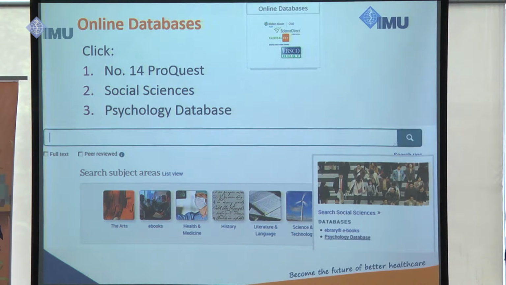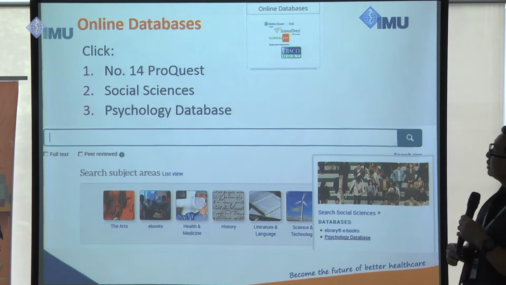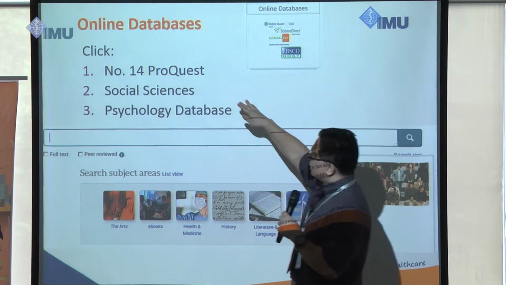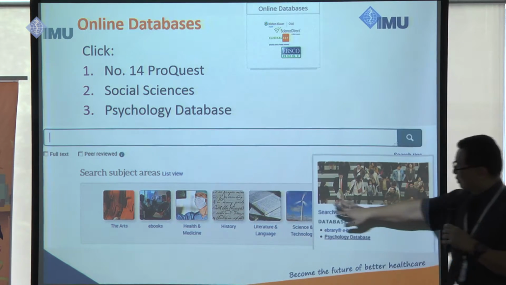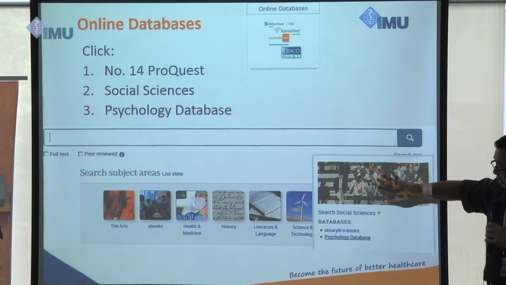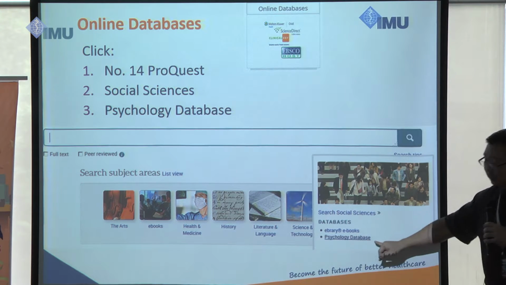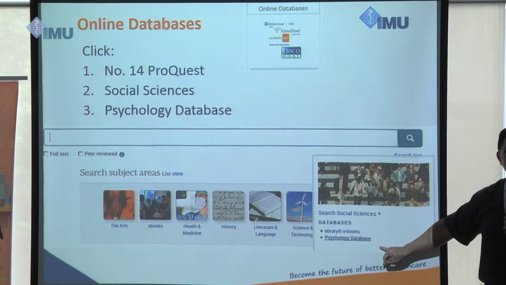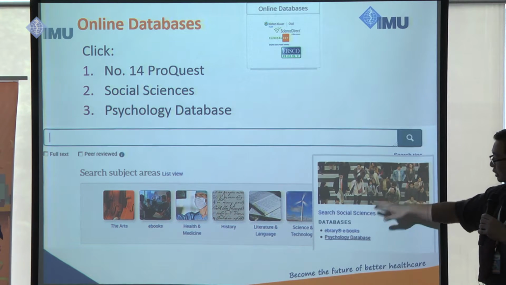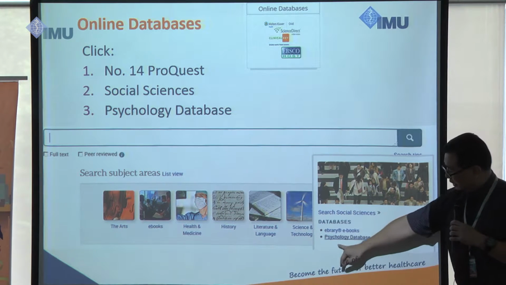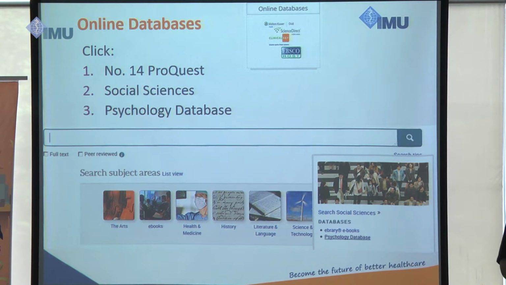So if you were to go back to the main page, click on online databases. Now, number 14, ProQuest, click on social sciences. Here, at the end, there's a picture of social sciences. When you click on it, then over here, the psychology database. Okay, so it's not so obvious again. Just go to the right, you see the picture, social sciences. When you click on the picture, then the psychology database comes up.